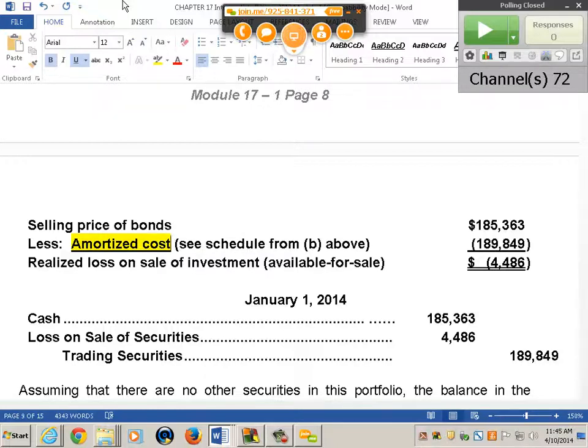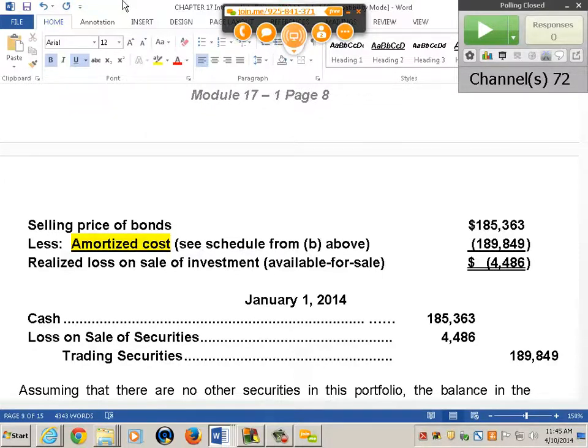So it's the selling price of $185,363 compared to the balance at amortized cost at $189,849, and the loss is $4,486. The journal entry is exactly the same. Debit cash, $185,363. See it up on the screen. You've got a debit to the loss of $4,486, and now we credit the trading portfolio. The problem is that you have already recognized a net loss on the income statement of $3,486.